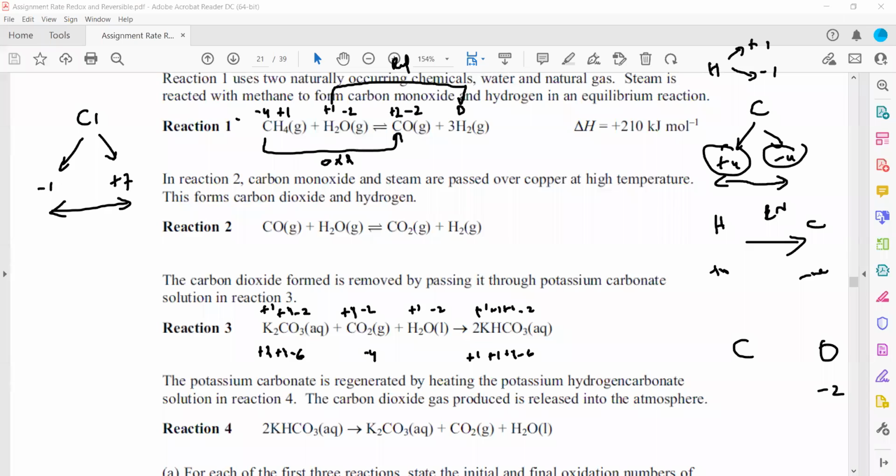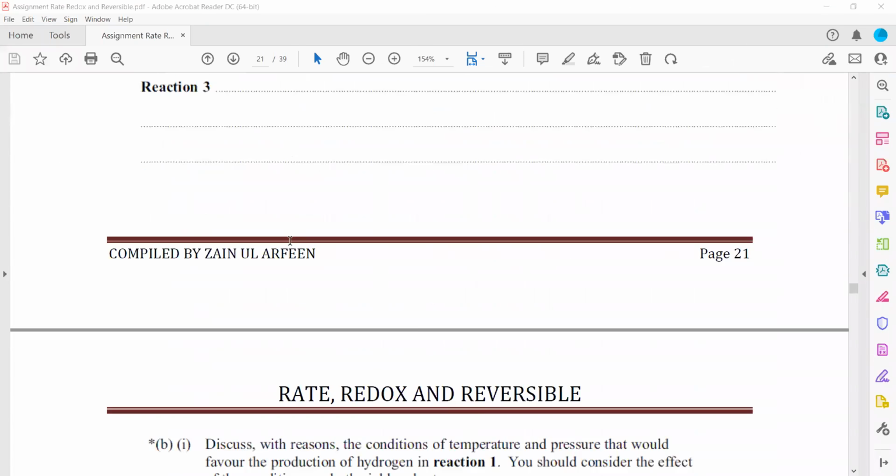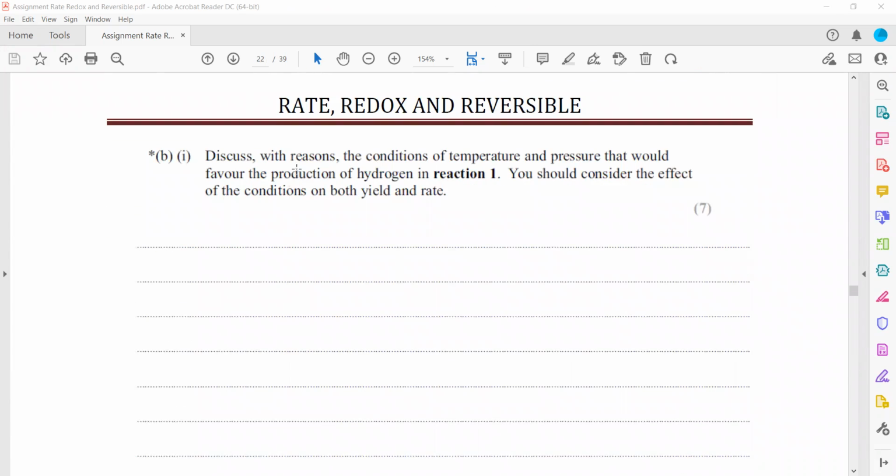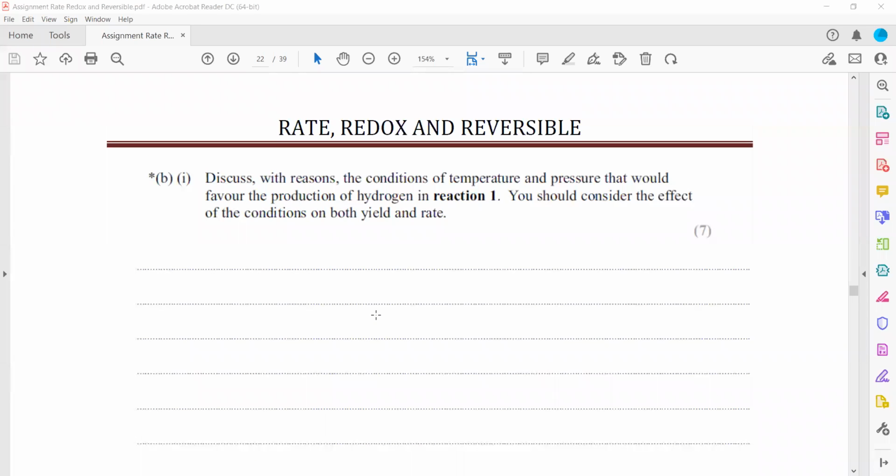Is it clear? The first part, how we work out the oxidation and reduction. So like this you can work out for all three. Then discuss with reason the condition of temperature and pressure that would favor the production of hydrogen in reaction 1. And it's of 7 marks.